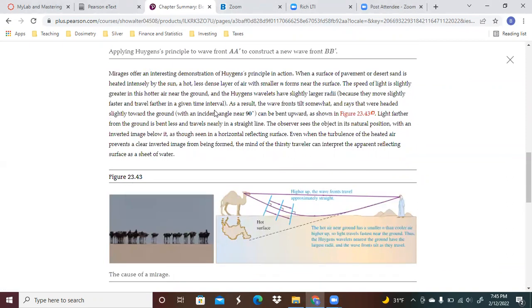So mirages are often interesting, demonstrating Huygens principles in action. When you've got a surface or pavement or desert sand that is heated intensely by the sun, a hot, less dense layer of air with smaller n forms near the surface. The speed of light is slightly greater in this hotter air near the ground.